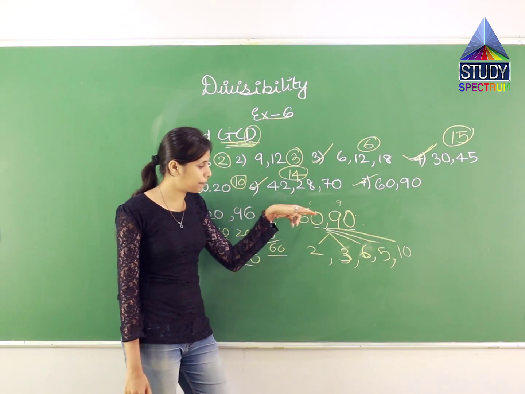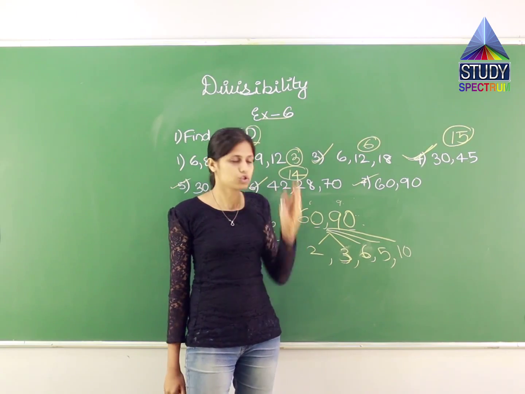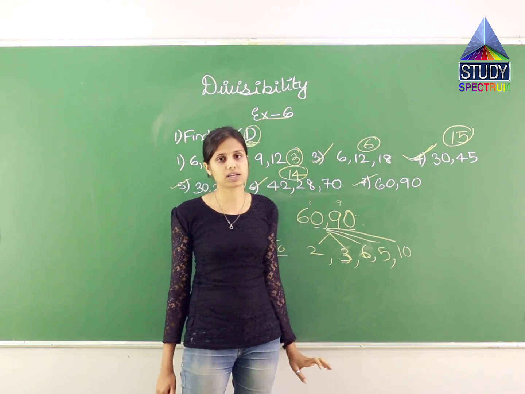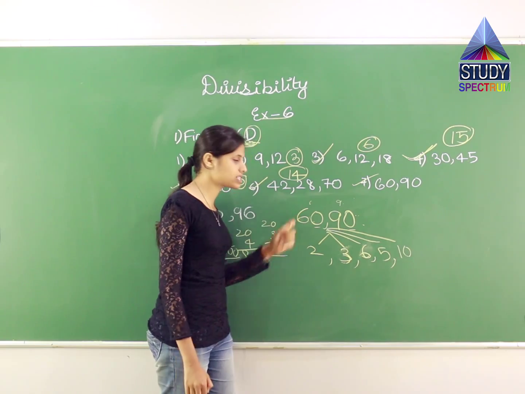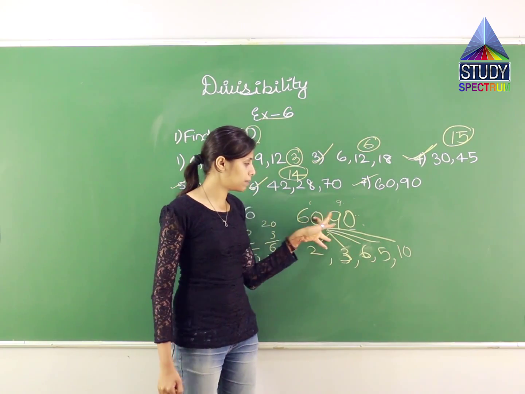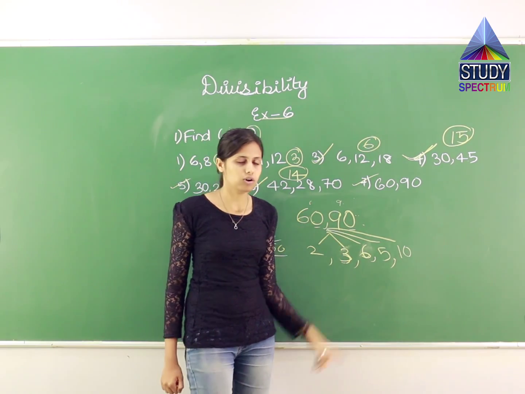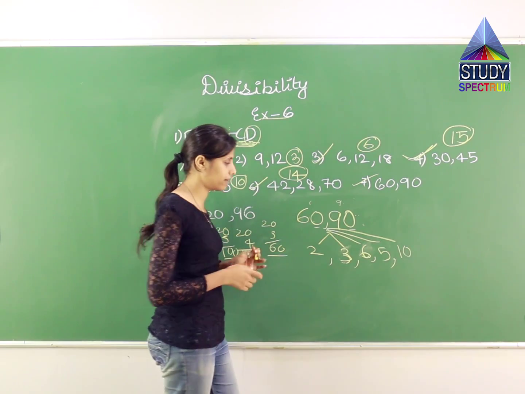It is a multiple for only what? 60. 90 table में नहीं आता 20 के. So I can say that 20 is not a divisor for 90. 20 is the divisor for 60. So 20 is not a common divisor. Common divisor मतलब दोनों में आना चाहिए ना, but ये तो सिर्फ 60 का divisor है, not for 90. So 20 is not a common divisor.